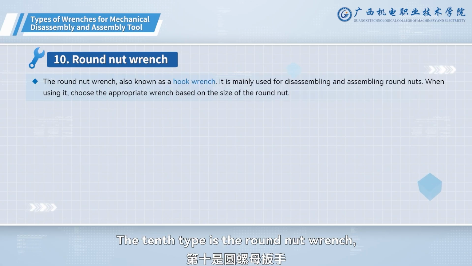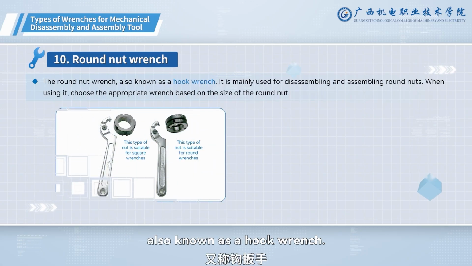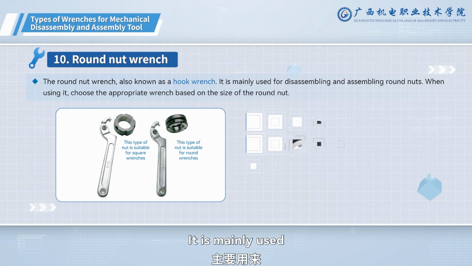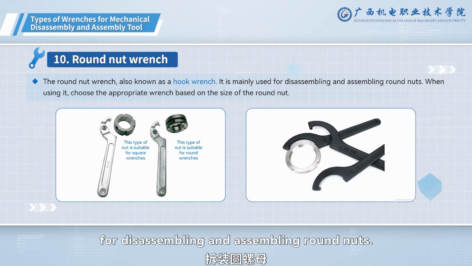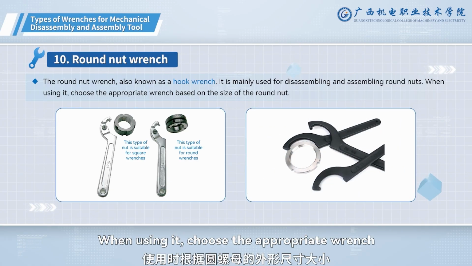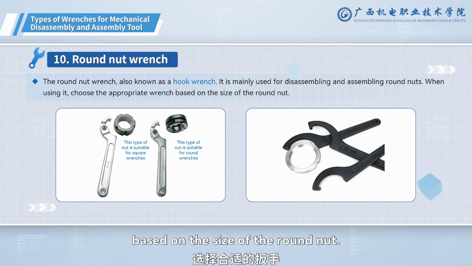The 10th type is the round nut wrench, also known as a hook wrench. It is mainly used for disassembling and assembling round nuts. When using it, choose the appropriate wrench based on the size of the round nut.